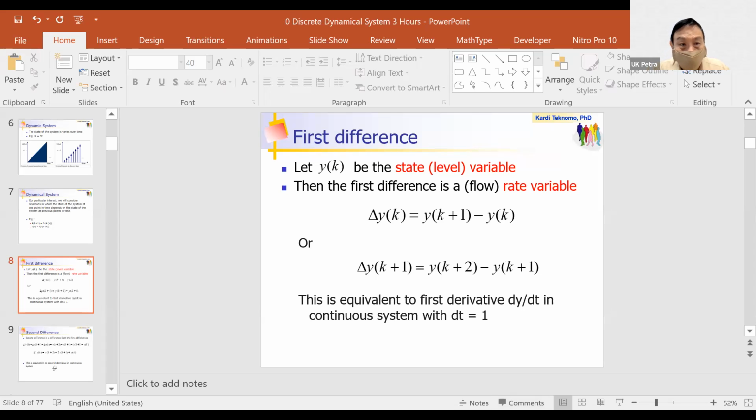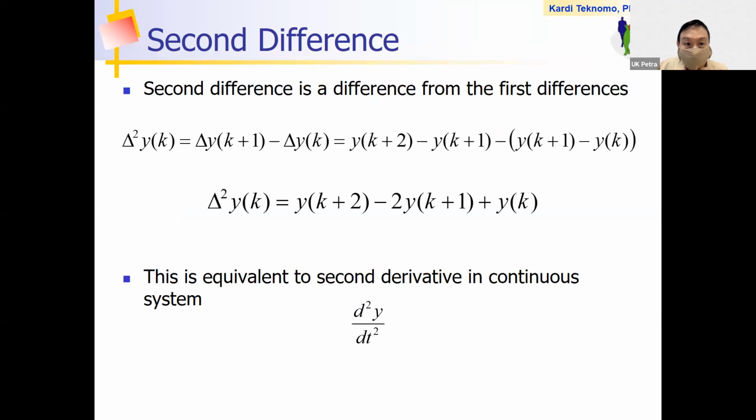Now if you have the second order of derivative in continuous system, with this d squared y per dt squared, now you have the second order difference, which is delta square y equal to yk plus 2 minus yk plus 1 plus yk. Because this is all discrete, you can put it into Excel. Easy? Much easier than derivative. That's why you can also put it into any programming language, because this is discrete.